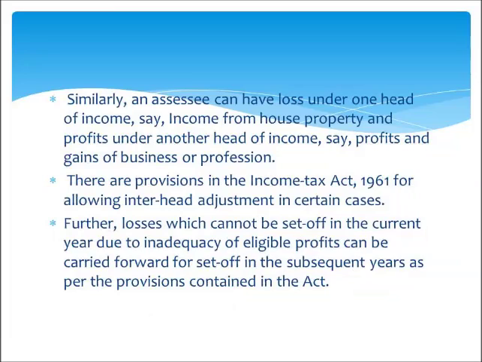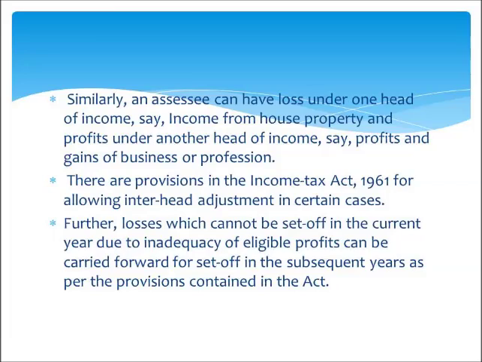Now, as we read in the previous slide, income from the same head of income can be set off against each other. Like income under the same head of PGBP was set off against each other to arrive at the net income. Now, similarly, an assessee can have loss under one head of income, say income from house property, and profit under another head of income, say profit and gains of business or profession. So there are provisions in the Income Tax Act for allowing inter-head adjustment also in certain cases. So the profit of PGBP can be used to set off the loss of income from house property.